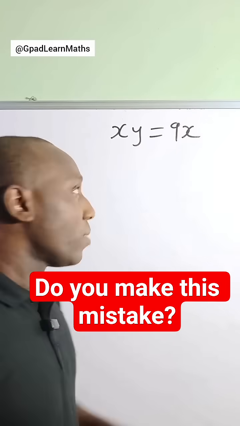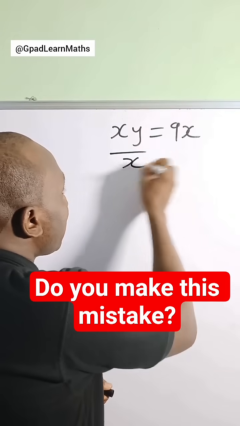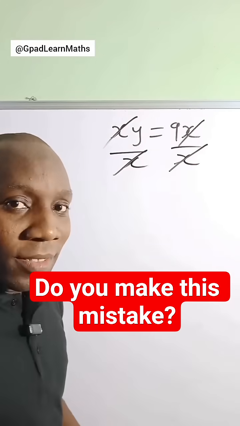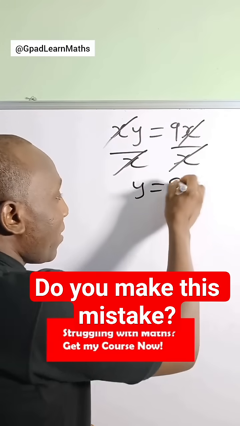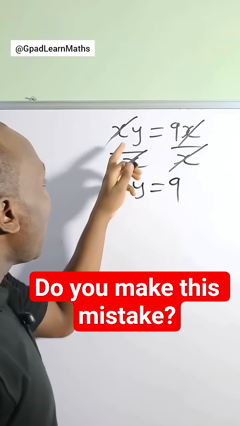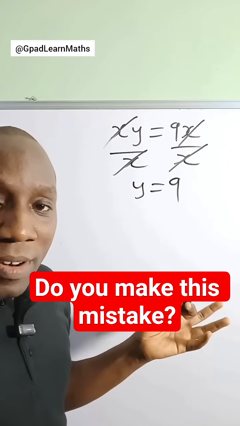So let's solve this equation. Divide both sides by x. X cancels x, x cancels x. Y is equal to 9. Is this right? No, it's not right. Where is our x? X is gone.